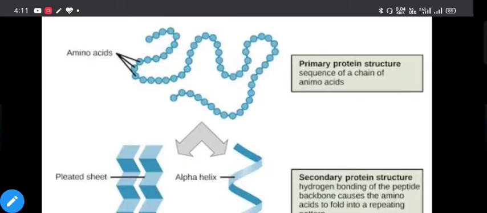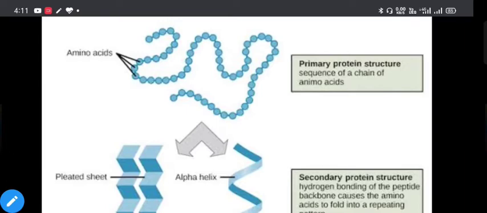That means, as we can see in this case, we have all of the representations of different proteins. Here we have a beads type of arrangement in the first case, where all the beads represent amino acids, and this is the primary structure.